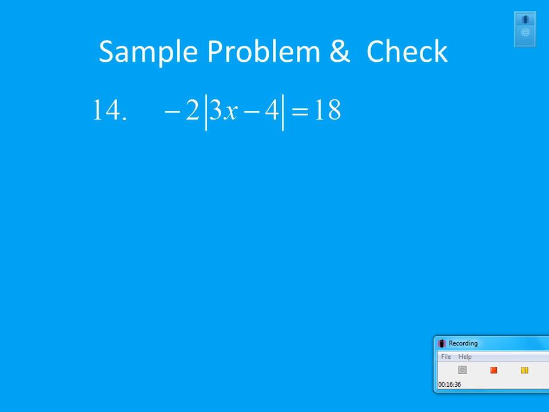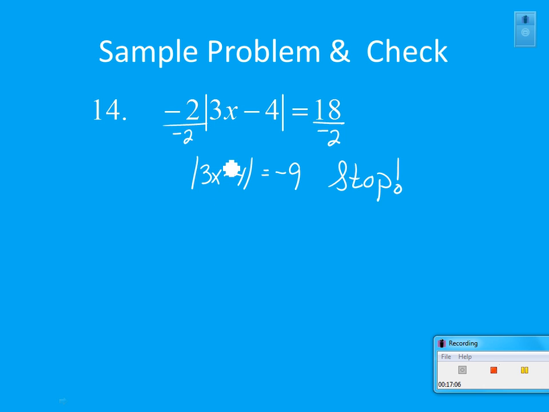Here's my number 14. I'm going to ask you, is the absolute value by itself? Hopefully you'll say no. There's nothing to add or subtract, but I do need to divide by negative 2. So I now have the absolute value of 3x minus 4 equal negative 9. Hey, I'm going to stop right there for just a second. This is a nice problem.